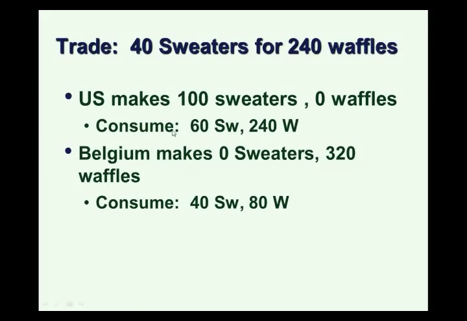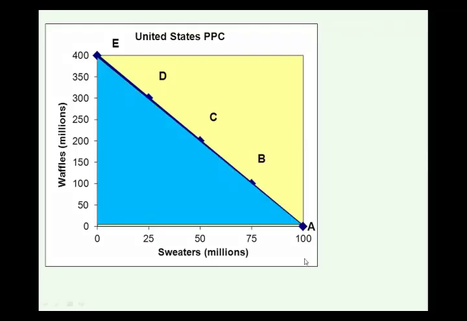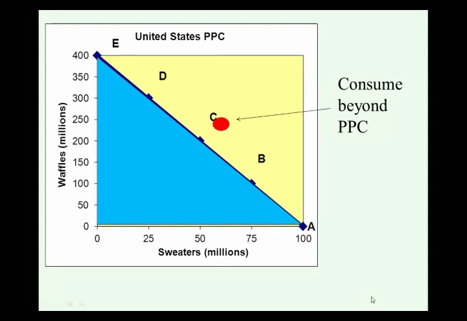So now let's plot this consumption point relative to their production possibilities. All right. So we go back to the United States production possibility curve. Now we're going to plot the consumption point of 60 sweaters and 240 waffles. And when we do, 60 sweaters is about right here, 240 is about right here. Notice the United States, by specializing in what it does relatively best compared to Belgium, and then trading for the other product they want, reach a consumption point that is beyond what they could do if they were on their own. That's the gains from trade. They reach a point that wouldn't be possible if they weren't trading at all.